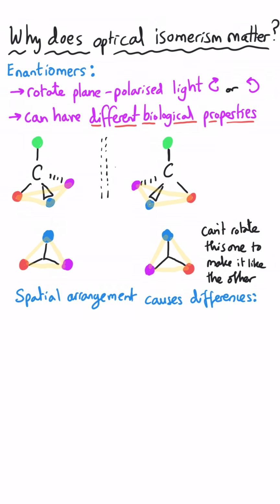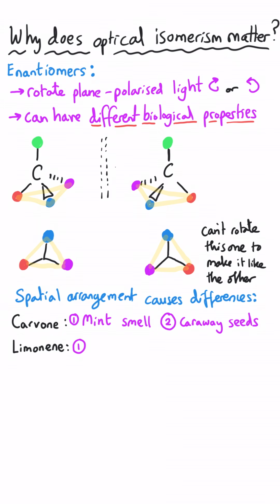Well, there are some examples in nature, and there's other examples in the pharmaceutical companies. And so if we take a look at one example, which is called carvone, there is one enantiomer of carvone that smells like mint, and another that smells like caraway seeds. And so obviously you definitely don't want to mix those two up. Another example is something called limonene. One enantiomer of limonene is commonly used in cosmetics and shampoos and things like that because it smells of citrus. The other one smells of pine, and so obviously will have different uses.